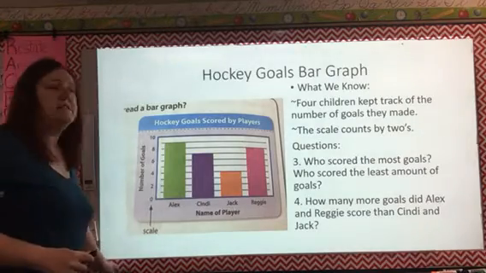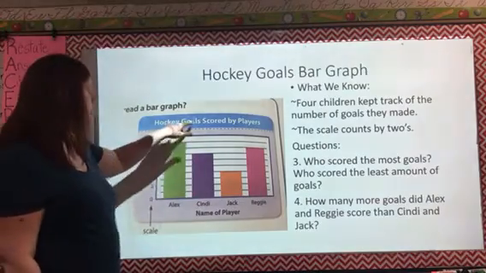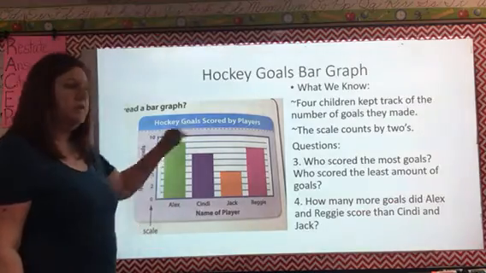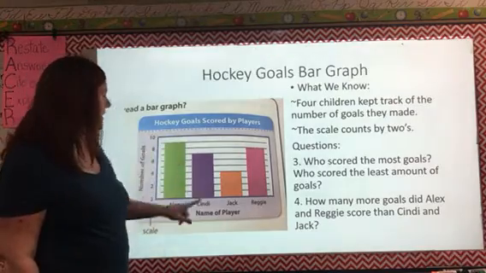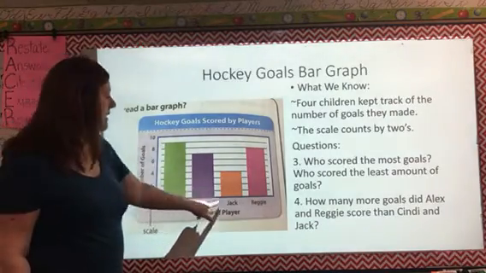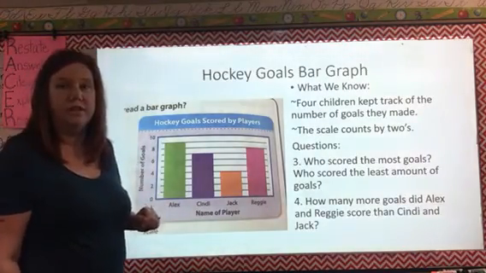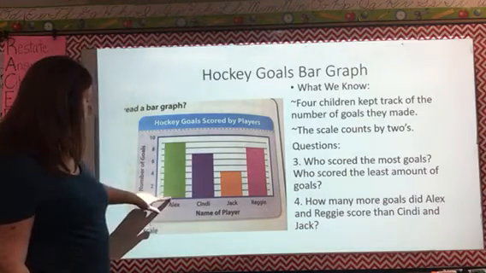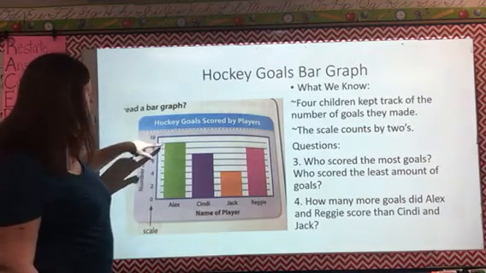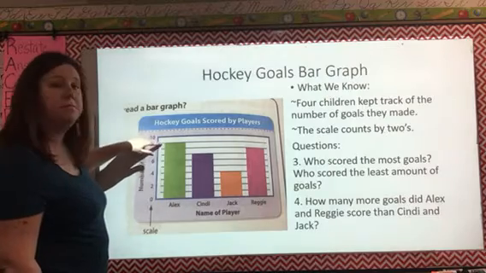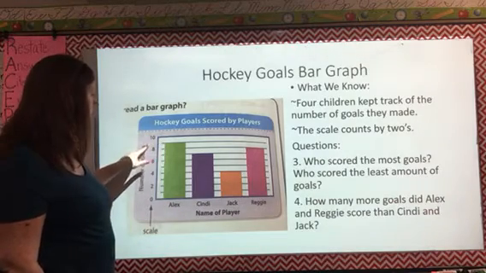Okay, let's look at another one. All right, so this is a bar graph, okay? Same thing, it's just giving information, but you have to read all around the bar graph to understand it, all right? So this is a hockey goals bar graph scored by players. Here are the players, Alex, Cindy, Jack, and Reggie. And over here it gives us the number of goals that each of them scored, okay? So Alex, if we come all the way up here, it's on the line between 8 and 10. So what number do you think would come right there between 8 and 10? It would be 9. So Alex scored 9 goals.